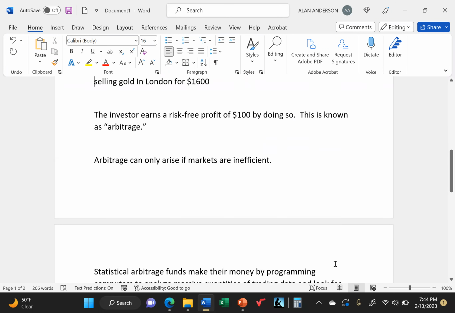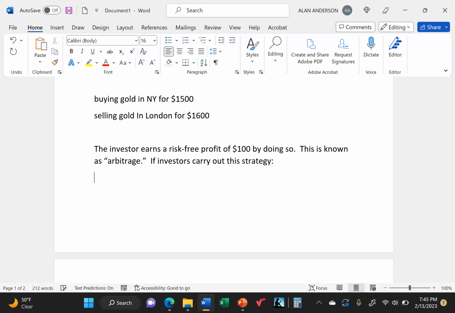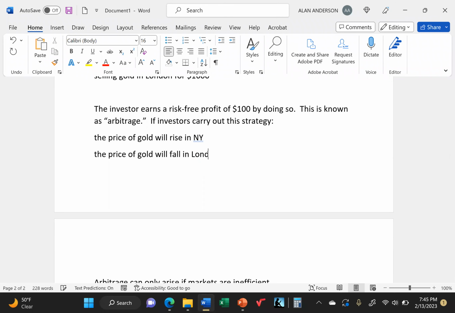I just want to point out that if investors carry out this strategy, you can see what's going to happen. By buying gold in New York, the price of gold will rise in New York. The price of gold will fall in London. And guess what's going to happen? Eventually, the prices will be equal after enough trades take place.